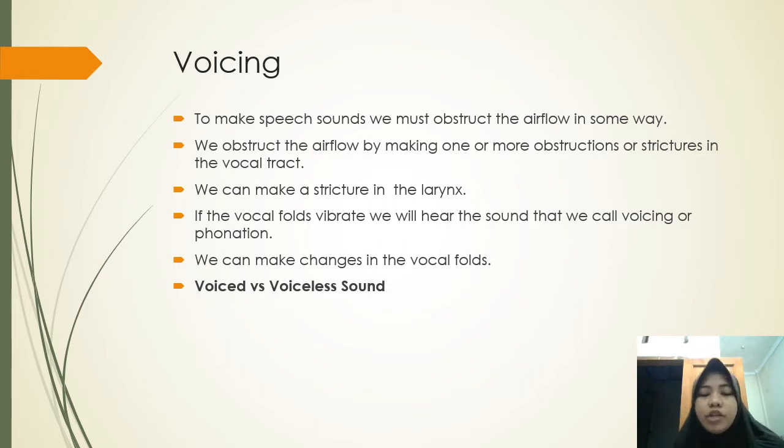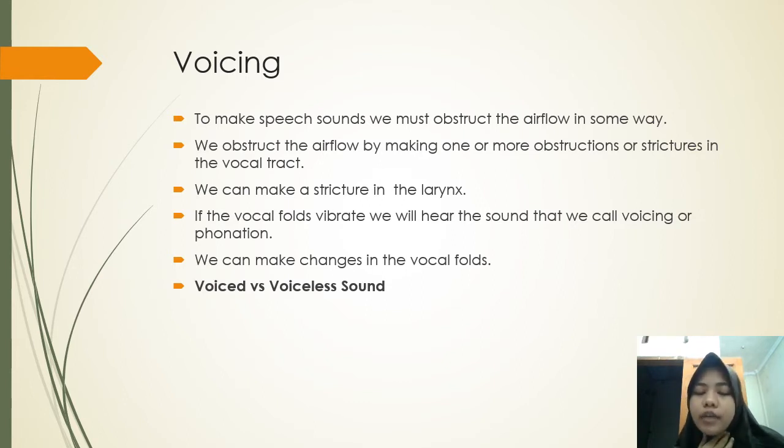And then we can make changes in the vocal folds. Okay, we have at least 4 positions of the vocal folds. Here, we will acknowledge the term voice and voiceless sound. Voice sound refers to the sound that makes your vocal folds vibrate, or you can feel the vibration. How to do that? You can try to put your finger on your throat here, in your larynx, and when you produce the voice sound, you can feel the vibration here.